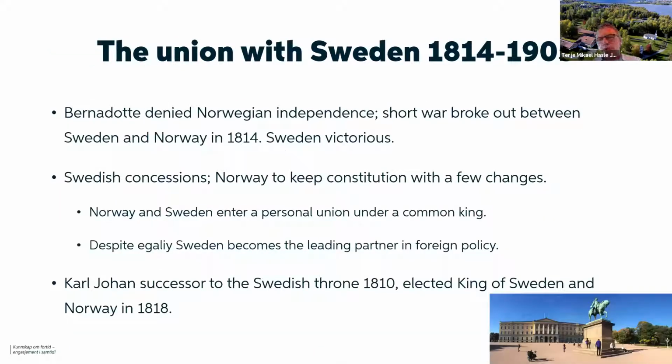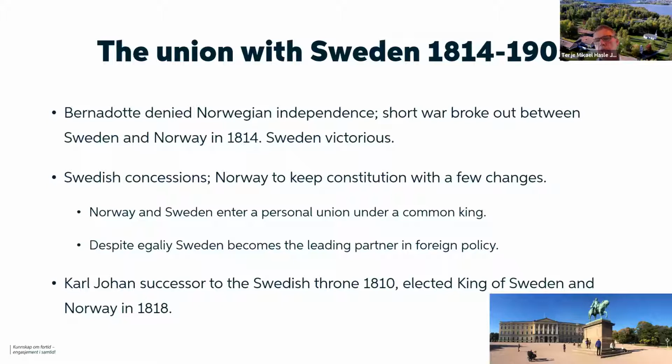So what happens now in 1814? Bernadotte learns about the Norwegian independence. He sends his army back to Norway because his affairs on the continent have been arranged, Napoleon is now taken prisoner, and he can return to Sweden. He then declares war against Norway. A short war breaks out. Sweden is victorious.